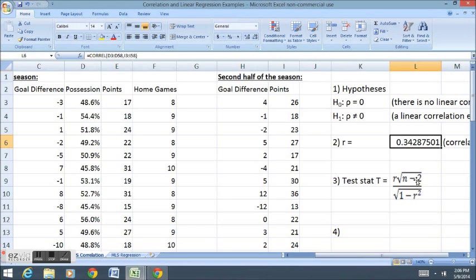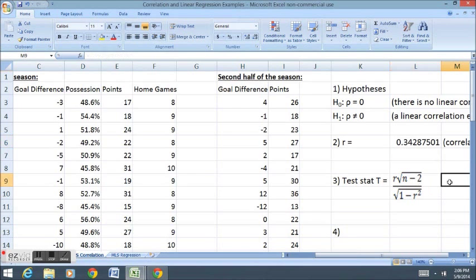In other words, there probably is some correlation, but it's nowhere close to 1, leaving a lot of room for error, in the sense that teams with high possession may not do well in the second half of the season, and teams with low possession may very well do well in the second half of the season.